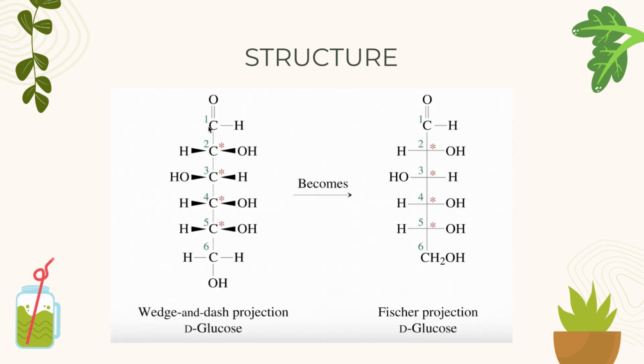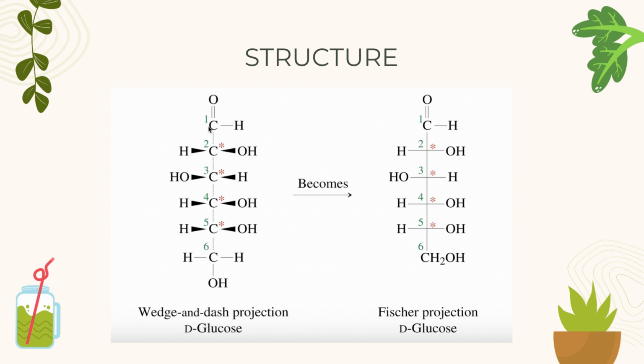There are different kinds of projections of monosaccharides. On the left is the wedge and dash projection, with the example of D-glucose. Pay attention to how it is being numbered. The carbonyl group normally would be the number 1 carbon, and then the next one would be the next numbers until the final carbon. In the wedge and dash projection, wedges indicate chemical bonds projecting outwards from the plane of the page.